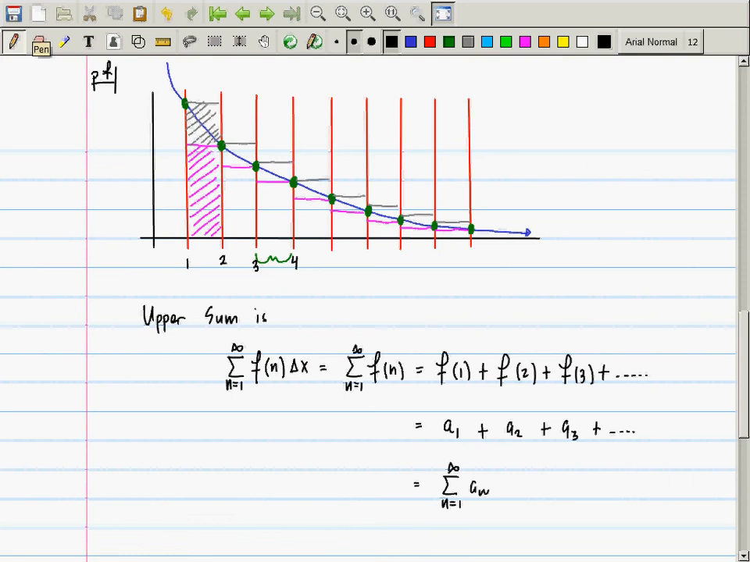Okay? Now, we want to know, well, what is the lower sum?